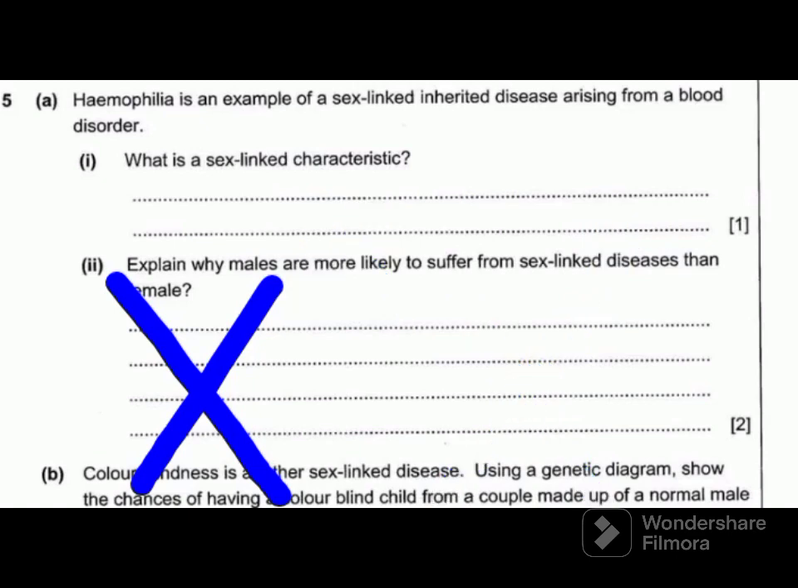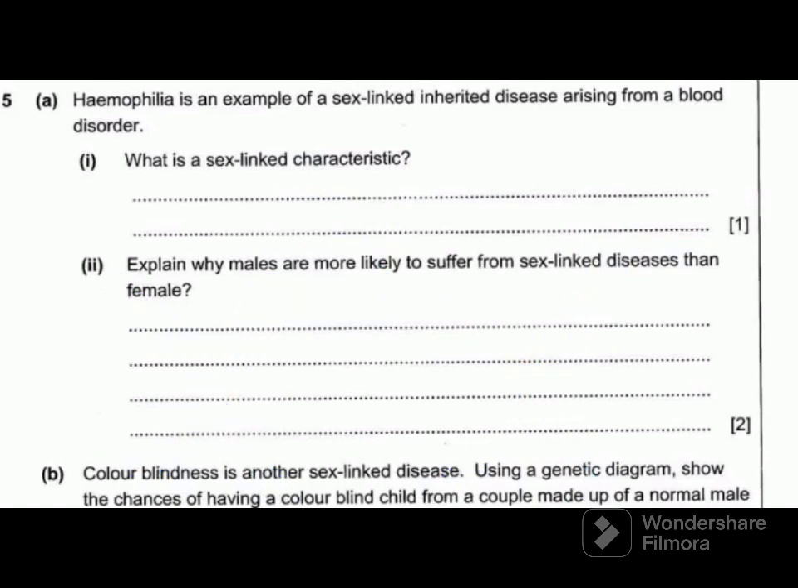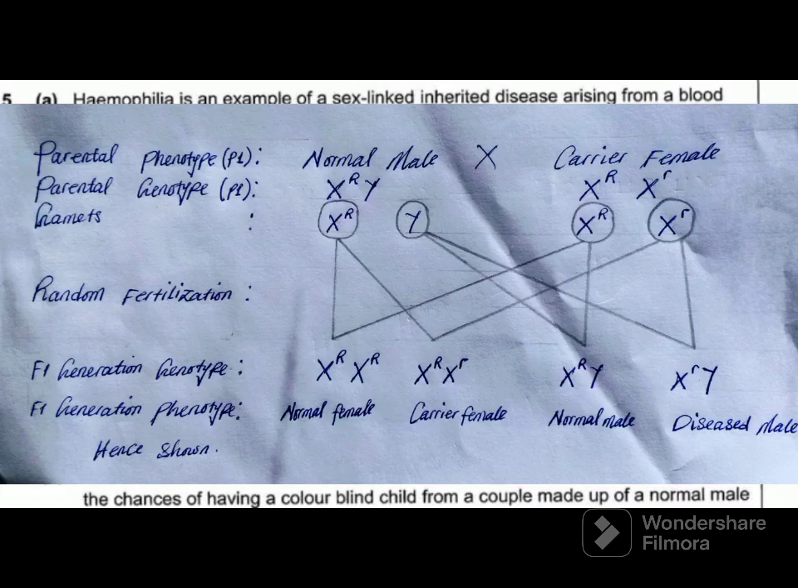Let us look at this diagram. When writing a cross diagram, you should follow what I've done here. You first will begin by writing what we call a skeleton of genetics. So this is a skeleton of genetics.